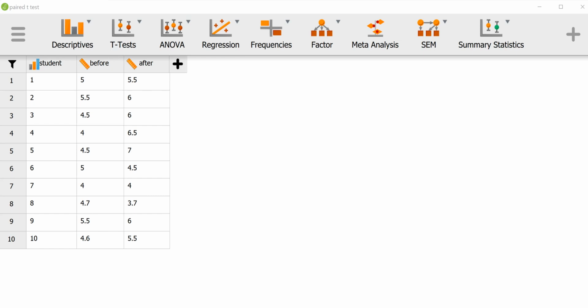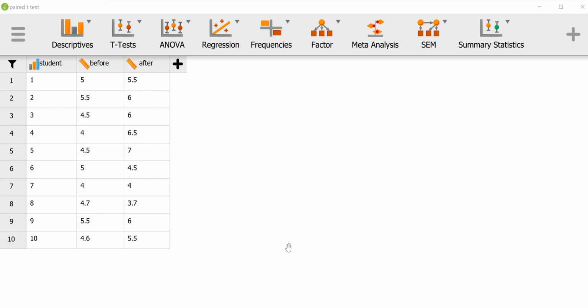So in this example, let's say that these numbers represent mathematical self-efficacy, so how confident one is about math, both before and after taking a statistics exam. So it's a repeated measures variable. We measure math self-efficacy before and after the exam.